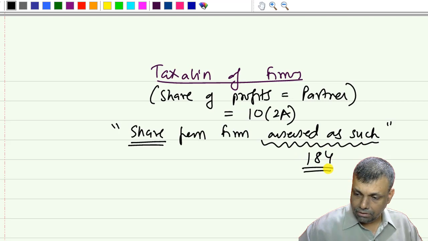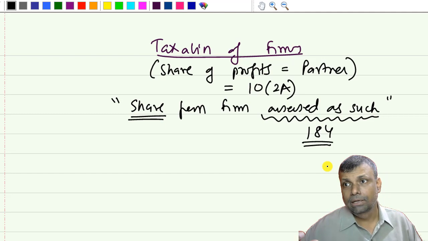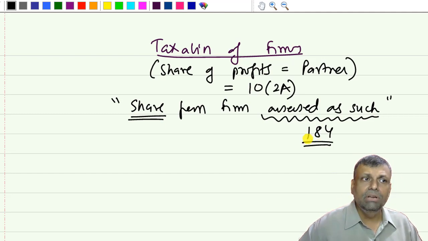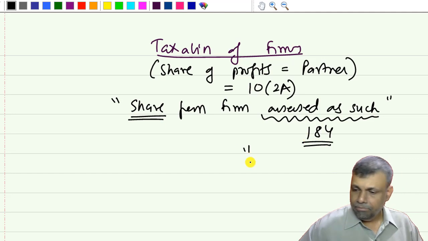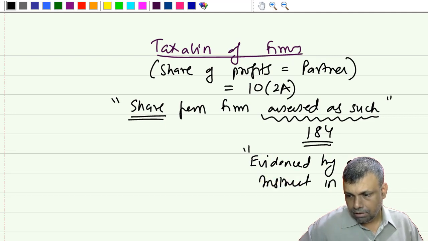Assessed as such is further referred to under section 184, which to an extent I have explained to you also in my chapter on partnership firms. This particular section 184 basically says that it has to be evidenced by an instrument in writing.